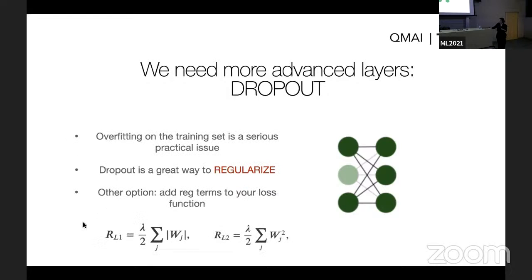There are other regularization techniques. We don't have to worry about them in this exercise. Everything you need to do in your notebooks, you can just do with a dropout layer, and you will need a dropout layer for the Ising classification problem.